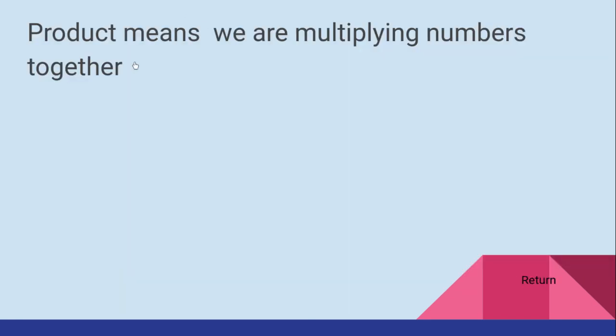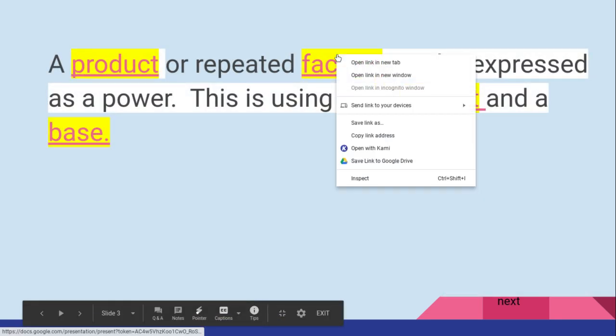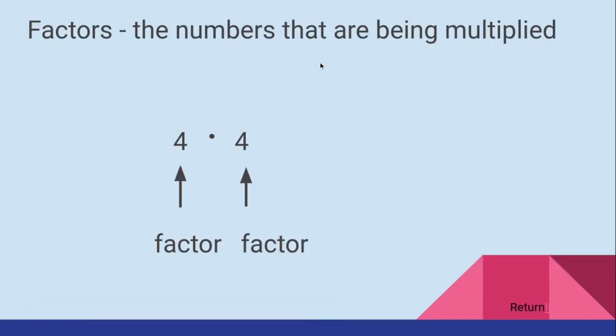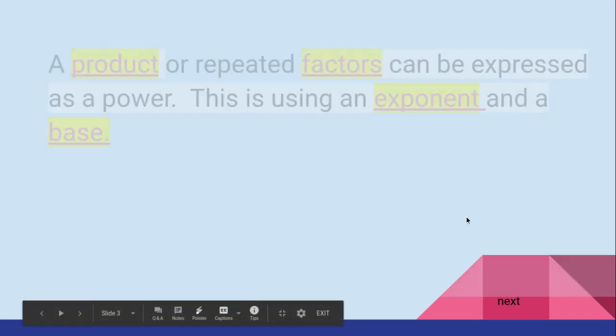If we've forgotten, product means we're going to be multiplying numbers together. Factors are the numbers that are being multiplied. So in this example, we have 4, which is a factor, and we also have another 4, which is a factor. So 4 is my factor in this case that is being multiplied.